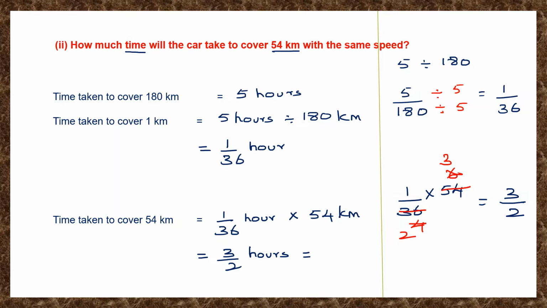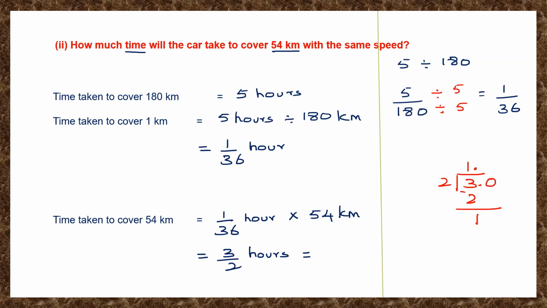to the lowest term to make it a decimal number. It's already in the lowest term. I can make it a decimal number. So let me divide 3 by 2. 2 ones are 2, minus, 1. I can continue my division by putting a point there and carrying that point up, and I can put a 0 which I can bring down. Now I have 10 and 2 fives are 10, minus 0. So what do I have here? 1.5. So that is 1.5 hours. Time taken to cover 54 kilometers will be 1.5 hours. So this was the question and we found the answer, 1.5 hours.